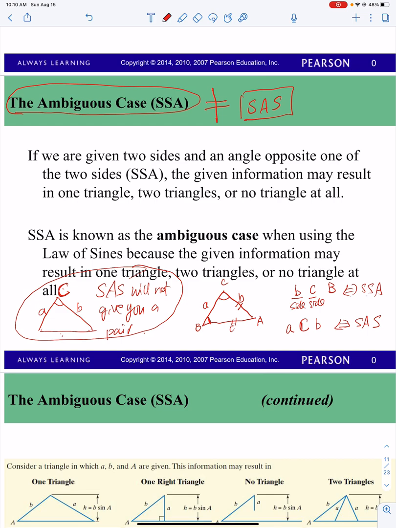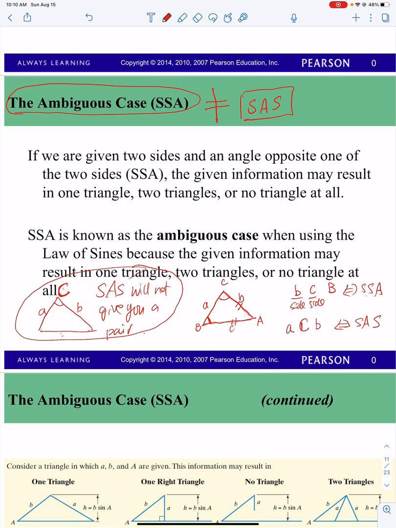SSA does work. If you have this side and its adjacent side, its next side, and then you have the angle, not the angle in the middle. Any other angle will be okay. So this is what SSA means. Okay, this is very important.